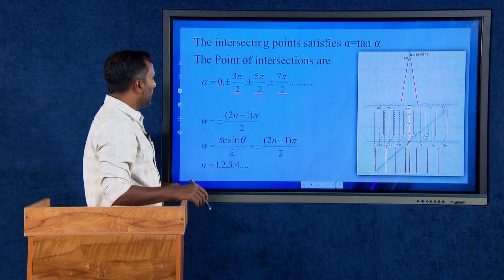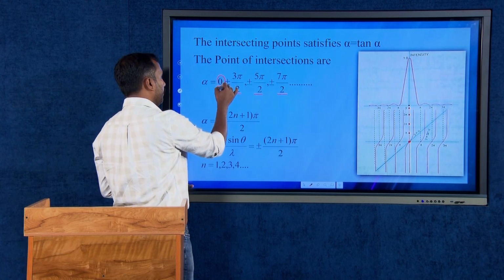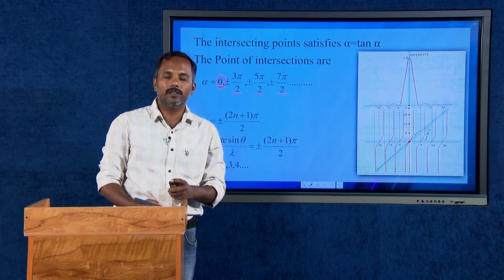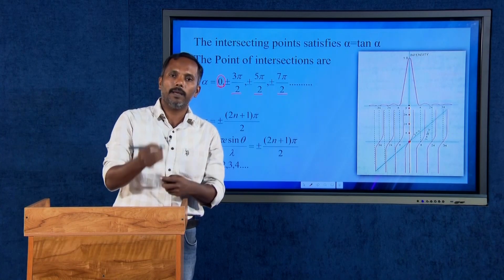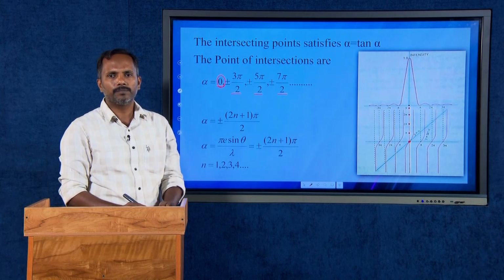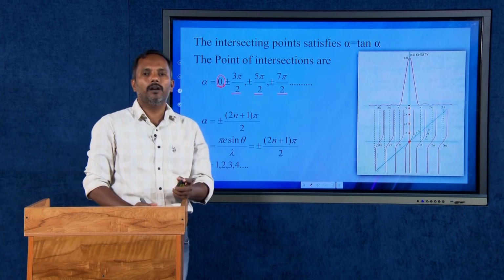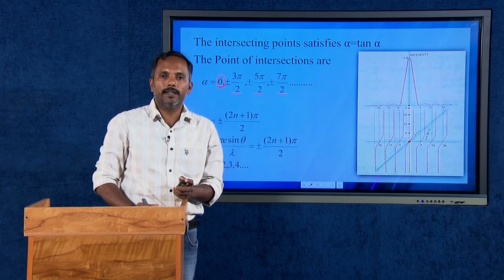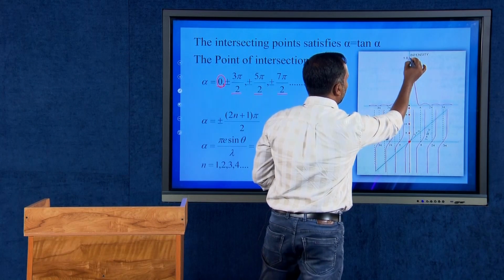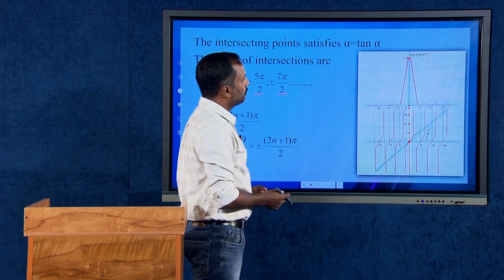And obviously we know that when alpha is equal to 0, this condition leads to the formation of the central maxima or principal maxima. Therefore, we can omit that one. The remaining will be the positions of the secondary maxima. So, at the center point alpha is equal to 0, we will be getting the maximum intensity.